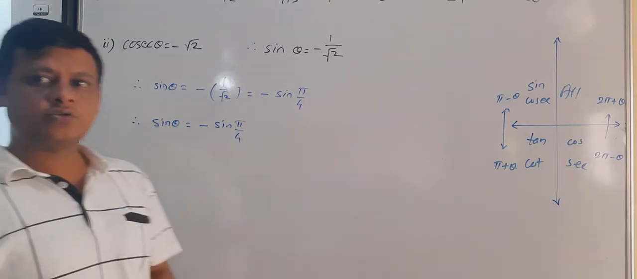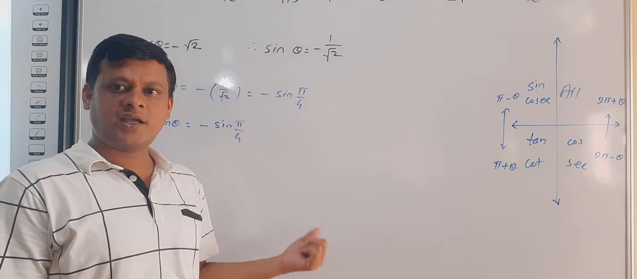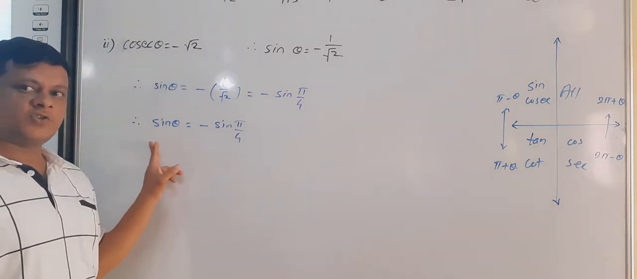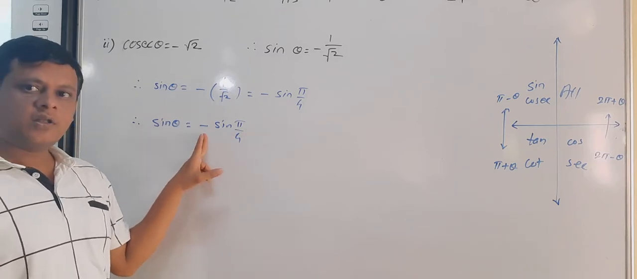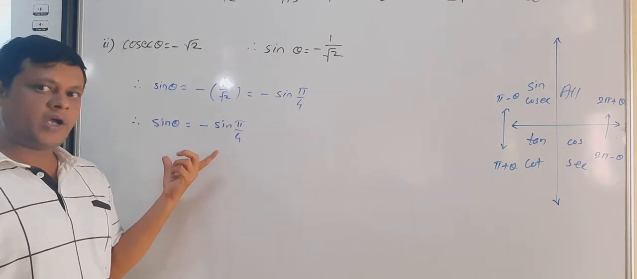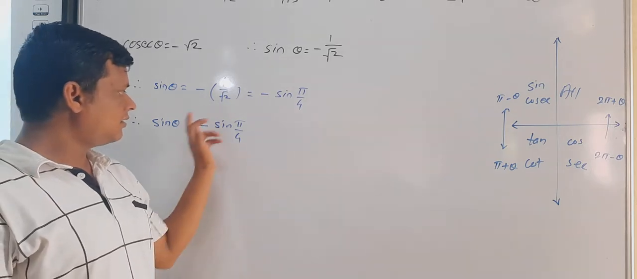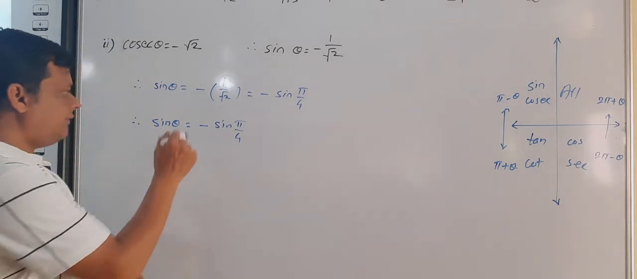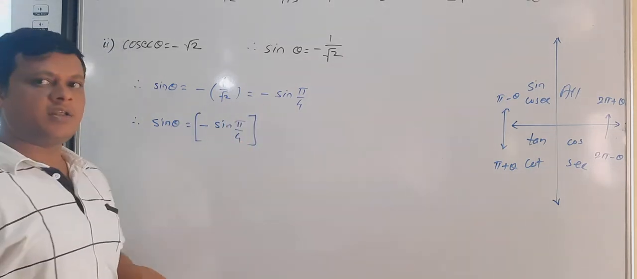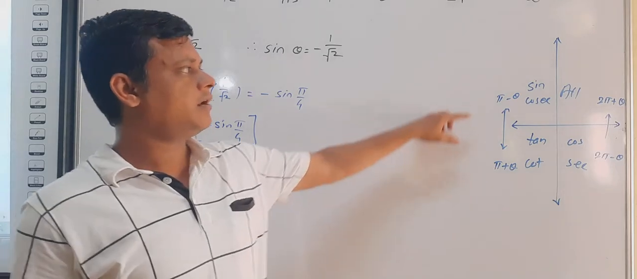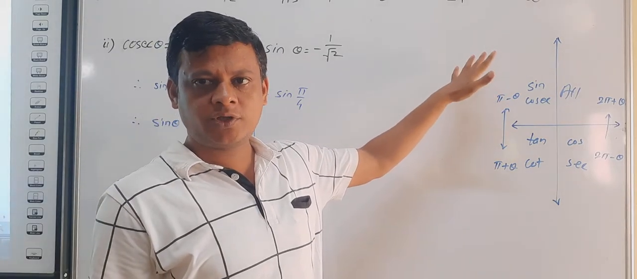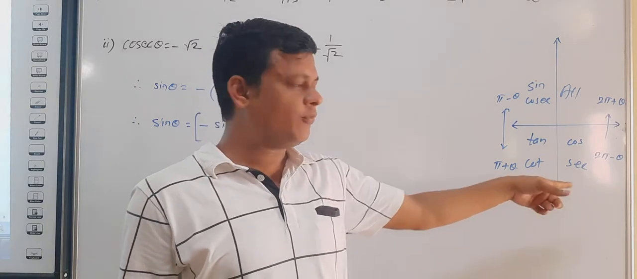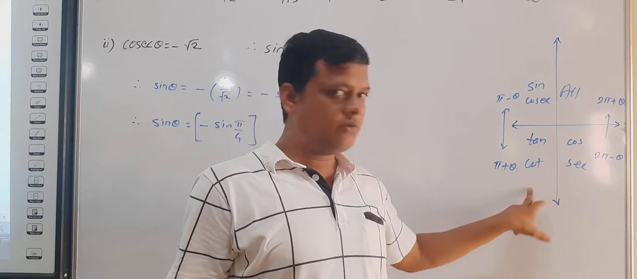But we have the general solution for the form sin theta equals sin alpha. Here in the LHS the ratio is positive, in the RHS the ratio is negative. So for that we have to convert this minus sin pi by 4 into plus. So we see first in which quadrant sine is negative. We know that in the first and second quadrants sine is positive. So we have to take sine in the third quadrant or fourth quadrant. You can take any one quadrant.